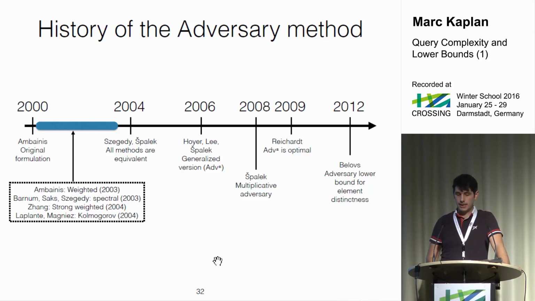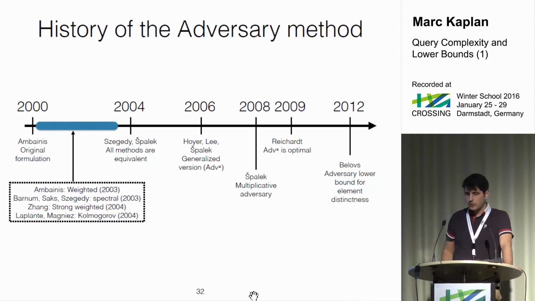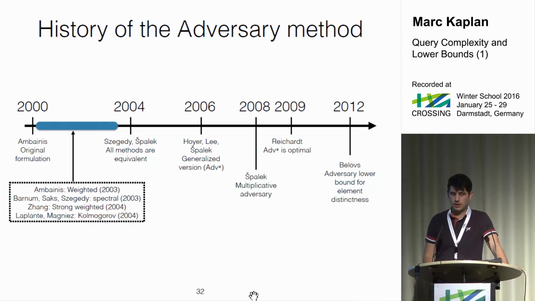The reason for that is that a couple of years later, Reichardt proved that this method is tight. So it gives you a complete characterization of quantum query complexity. In the meantime, there was another method, also interesting for other things that I'm going to mention at the very end, called the multiplicative adversary method. And the last result in this series, very recently: the generalized adversary method was used to reprove the already known lower bound for element distinctness.